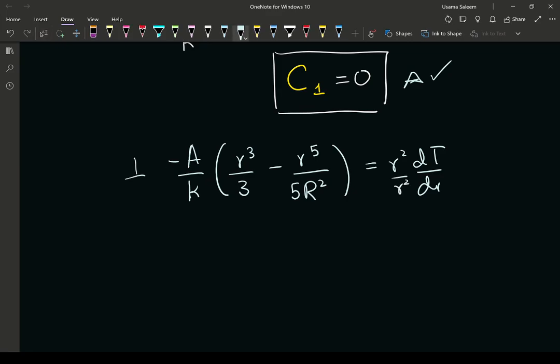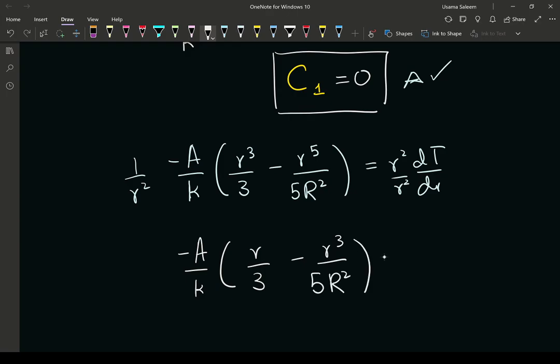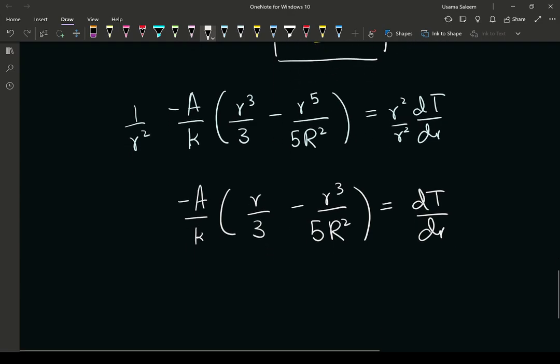So we get a, and let's see, once you perform the algebra, this is what you're going to get. R over 3 minus r cubed over 5r squared is equal to dT/dr. And let me pause for a moment and see if I've made a careless mistake. All right, seems good enough.